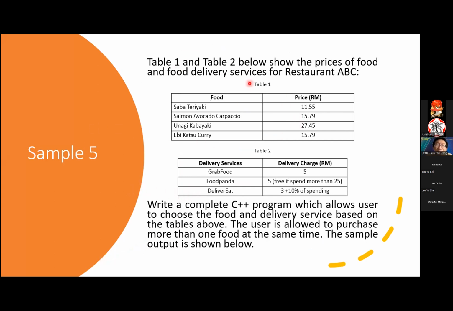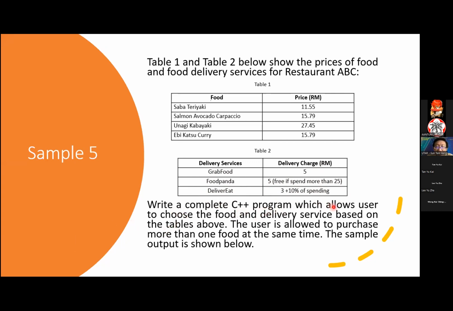In sample 5, you have table 1 and table 2 that show the price for the food and the price of the food delivery. Depending on the delivery service, your delivery price will be different. For example, if you choose Grab Food, then the delivery charge is fixed at 5 ringgit. If you choose Food Panda, then your delivery charge will be 5 ringgit, but it will be free if you spend more than 25 ringgit. If you choose Deliverit, then your delivery charge will be 3 ringgit plus 10% of your spending.